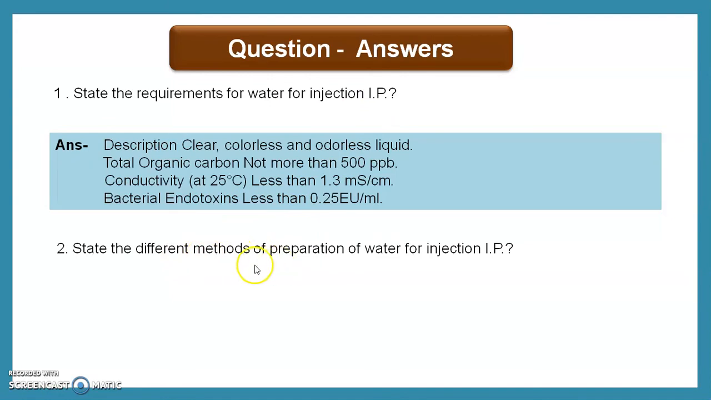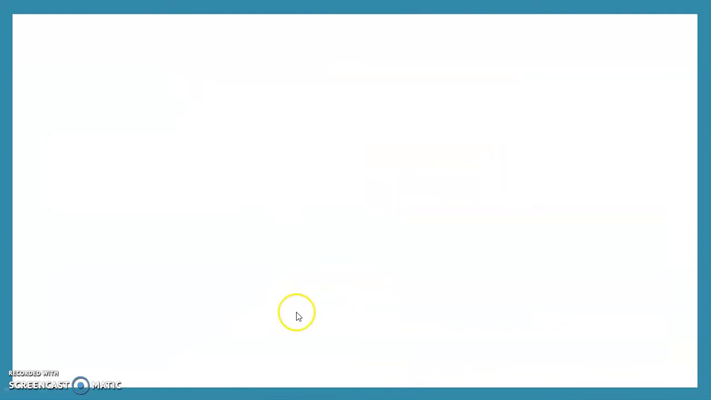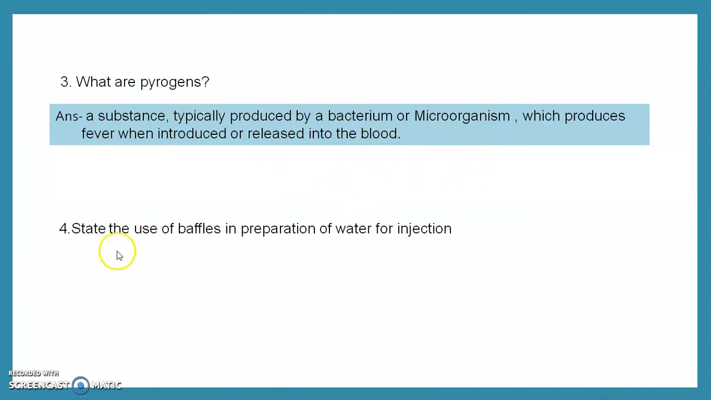Then, state the different methods of preparation of water for injection IP. Water for injection can be prepared by different methods: distillation and reverse osmosis. Distillation is the more common method, using baffles, and is the safe one. The next question is, what are pyrogens? Pyrogens are substances typically produced by bacteria or microorganisms which produce a fever when introduced or released into the blood. These are the metabolites of the microorganisms.